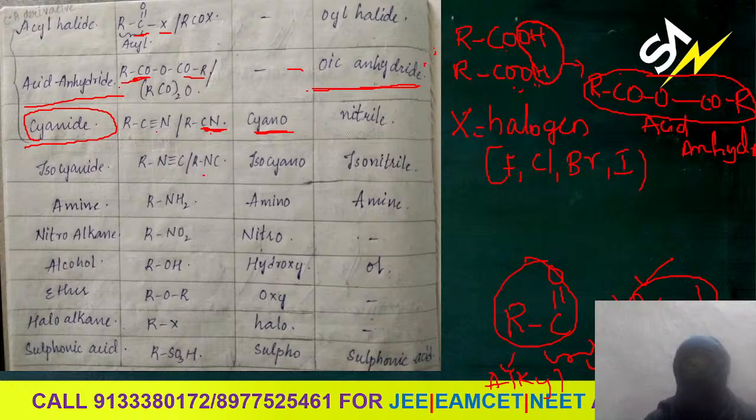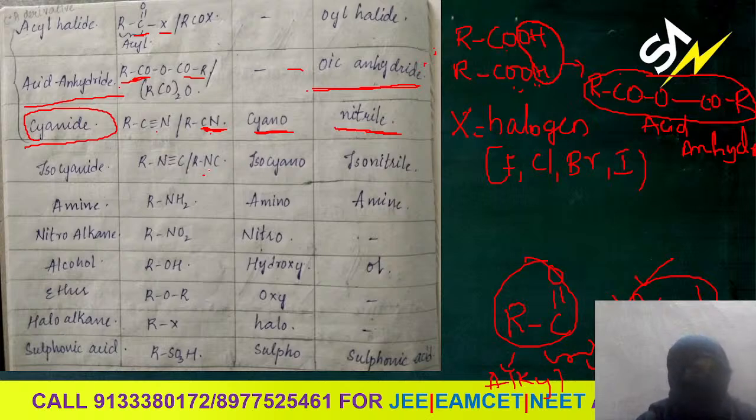Next, the suffix is nitrile, N-I-T-R-I-L-E. Don't write it by mistake as nitrite, or even pronounce it as nitrite. Nitrite is different and nitrile is different. So this is nitrile.